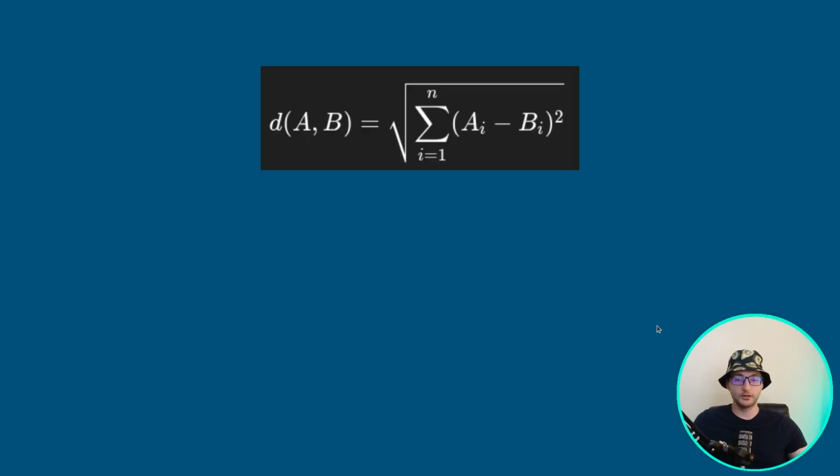Now let's have a quick look at the formula. In the formula you can see that we are calculating first the difference between the 2 points. So we are using subtraction to do that. Then we are squaring this value, adding them all up, and then finally taking the square root of this number, and that's going to be the distance between the 2 points.